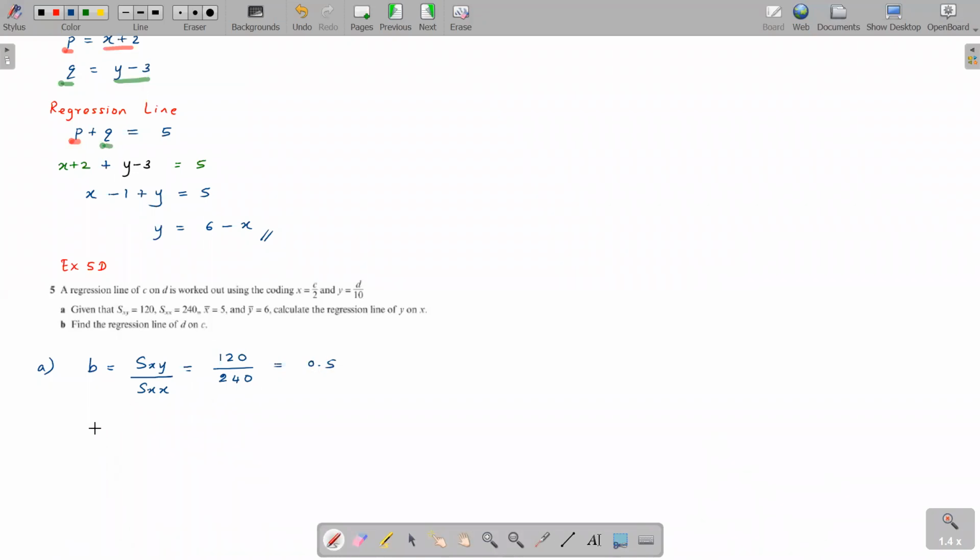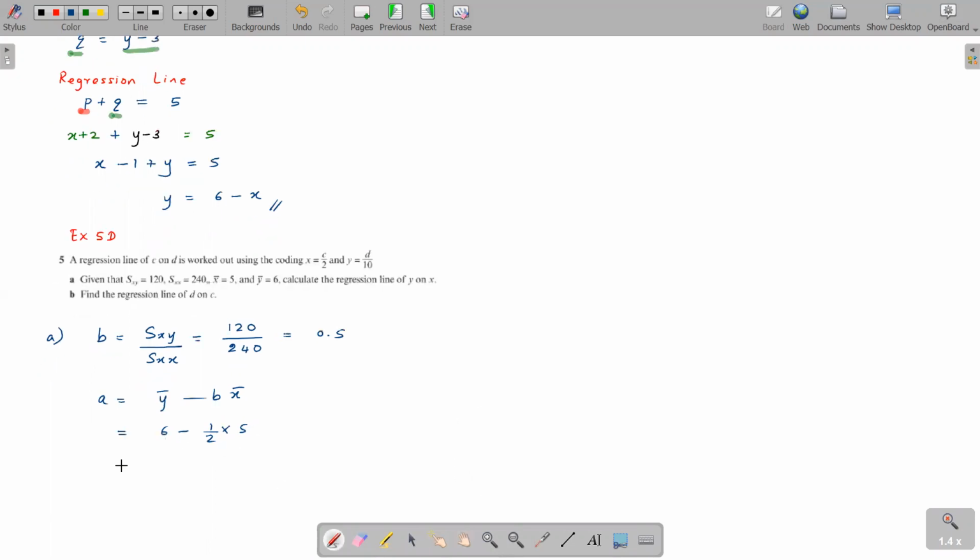And then guys, the a value. a is y bar minus b x bar. So y bar is 6 minus b, which is half, 0.5 or 1 over 2, into x bar, that's 5. So guys, what do we get for this one? 6 minus 5 over 2. So that's 12 minus 5 over 2, that's 7 over 2, right guys? Yeah, so we get a is 7 over 2.